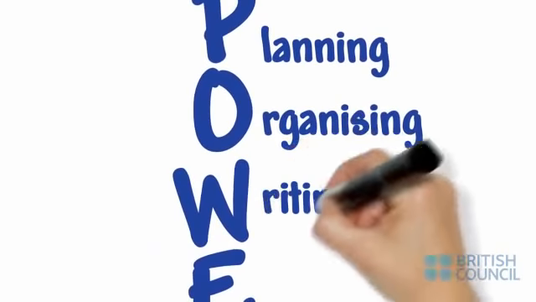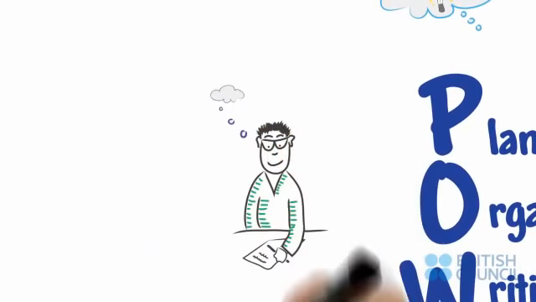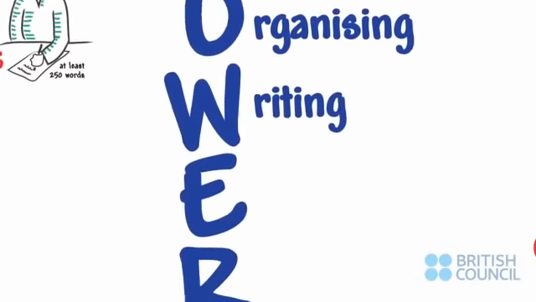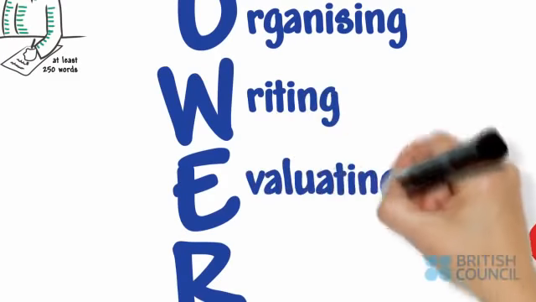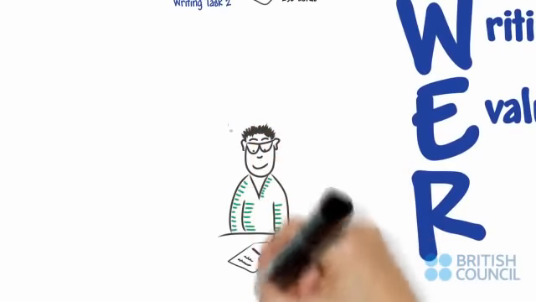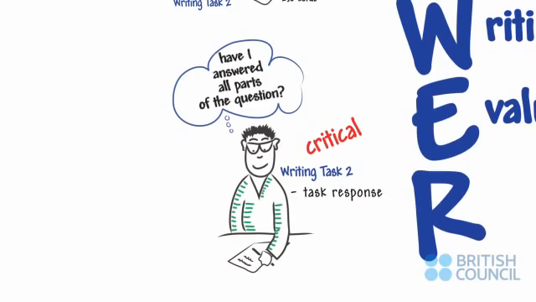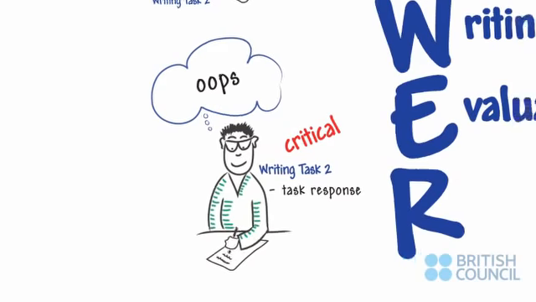Now you are ready to write. Pay attention to your plan and roughly how much you have written. Remember, there is a 250-word requirement for IELTS Task 2. When you finish writing, you need to evaluate. Be sure you have answered all parts of the question. This is critical to the task response criteria of IELTS writing. If you realize you have not addressed all parts of the question, you may need to add more.